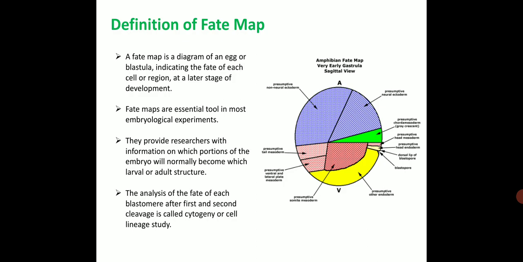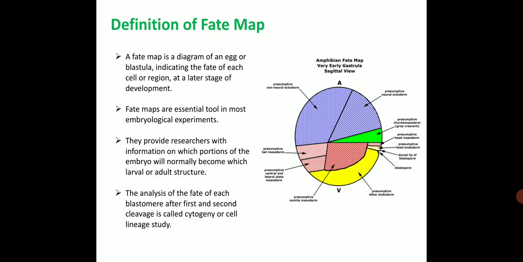First, look at the picture here. This is the amphibian fate map, at the gastrula stage. You know that after the cleavage comes the morula and then the blastula, and it will lead into the next stage, which we call the gastrula stage.